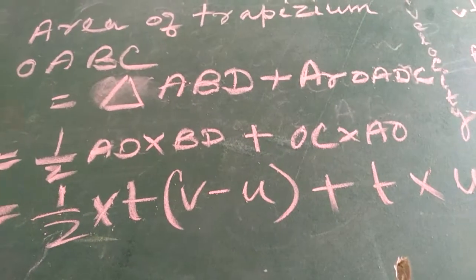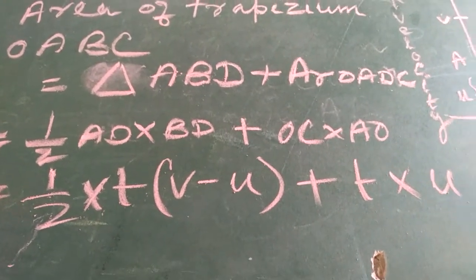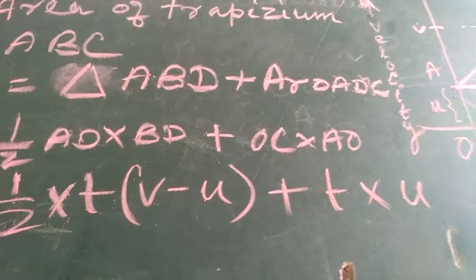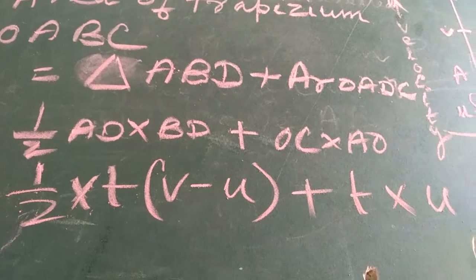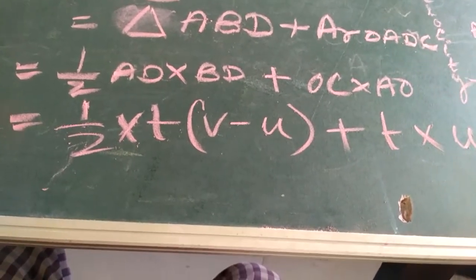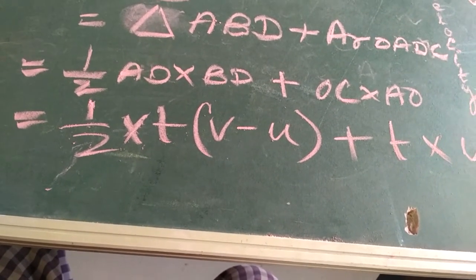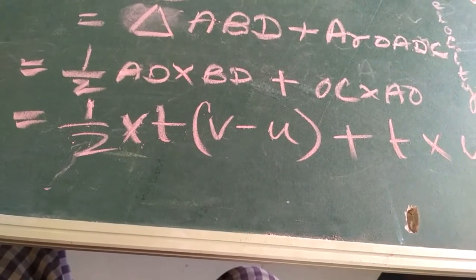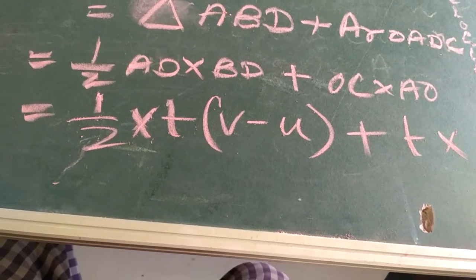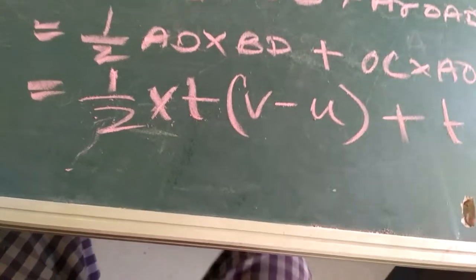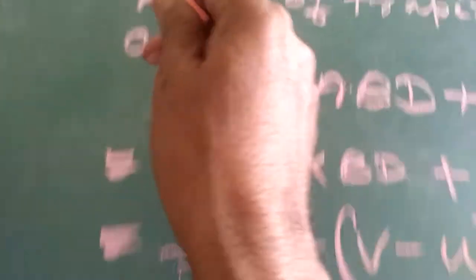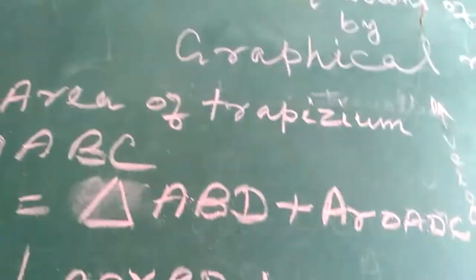So what you need to prove is that S is equal to UT plus half AT square. On the right, UT I already got. So here what you need to get is half AT square. So V minus U equal to what? V minus U, final velocity minus initial velocity. So V minus U by T.